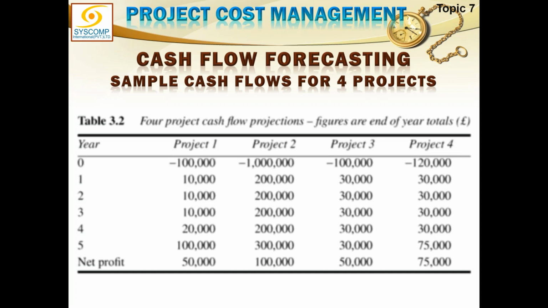So as far as net profit is concerned, project 2 is the best project, but the method of net profit is flawed. The net profit method itself is flawed because the investment we are putting in project 2 is 10 times more than project 1 and 3. Exactly. Because the money, the net profit I'm getting out of project 1 and 3 is only half as good as project 2.